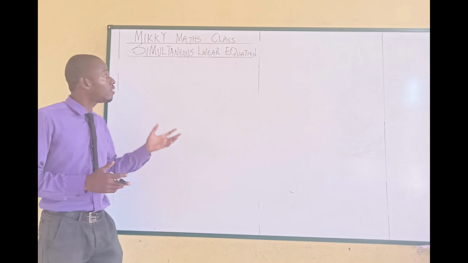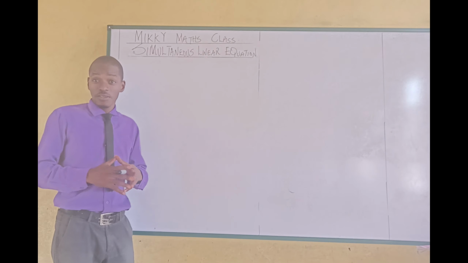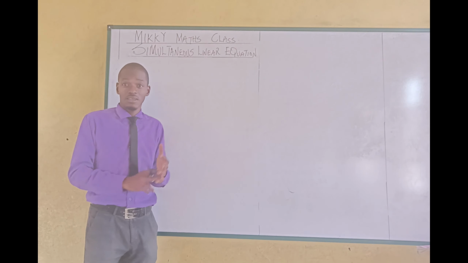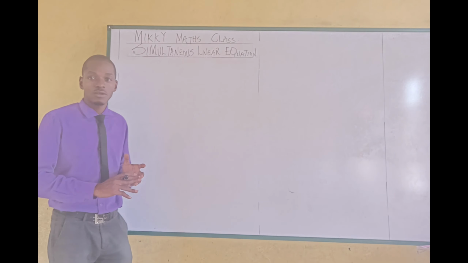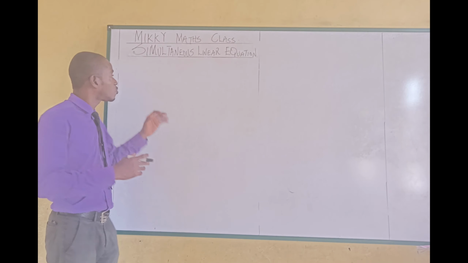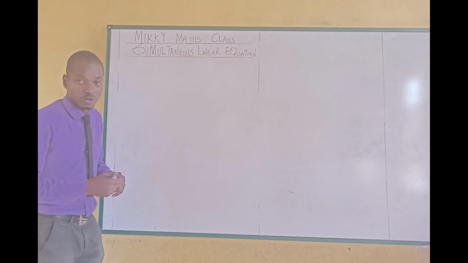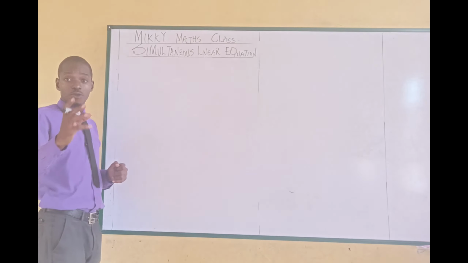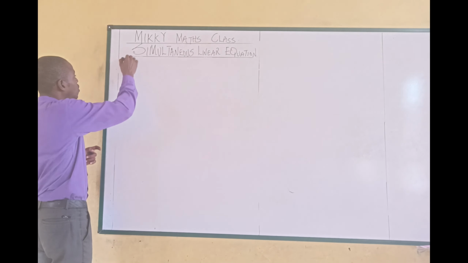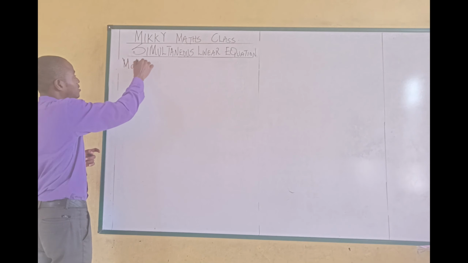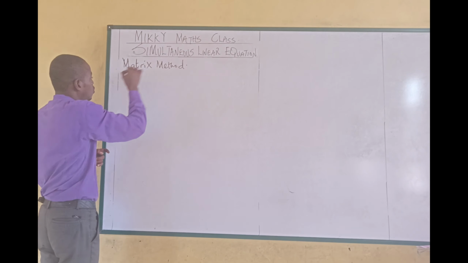Now, we have been looking at simultaneous linear equations, and in our previous lessons, we looked at the use of the elimination method and the use of the substitution method. Today, we'll be looking at solving simultaneous linear equations using the matrix method, specifically what they call Cramer's rule. Now, I will show you how to do it.